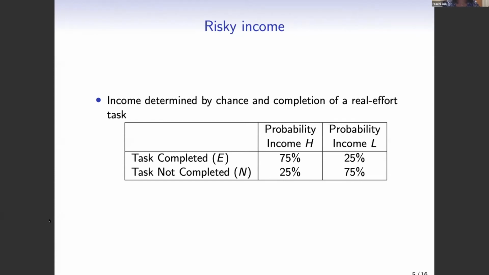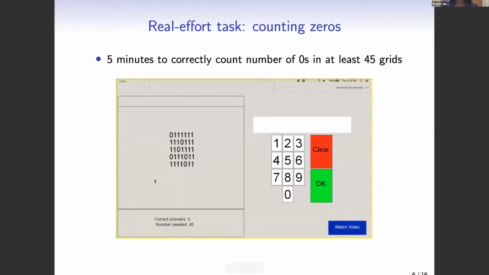And so here, if you complete the task, the probability of getting a high income shock is 75%, whereas if I don't complete this task, the probability that I get a high income shock is only 25%. And so next, I'll talk about the task.